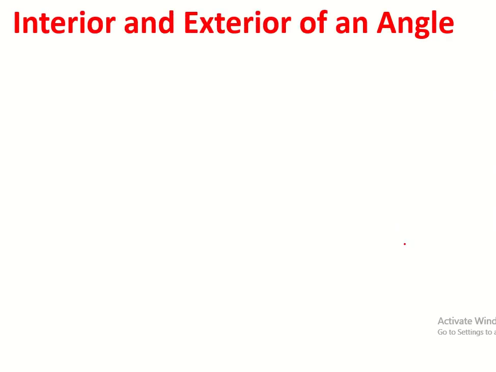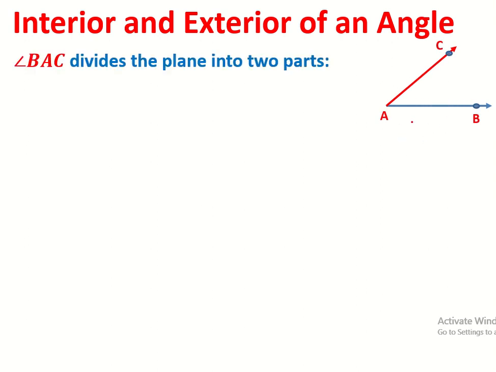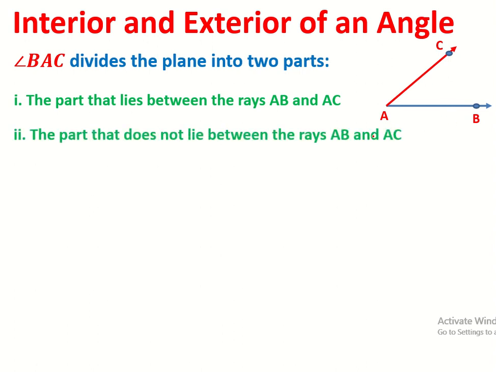Similarly, we have the interior and exterior of an angle. We have here the angle BAC. Now, this angle BAC divides our plane into two parts. The first is the one that lies between the two rays AB and AC, and the second is the one that does not lie between the two rays AB and AC.